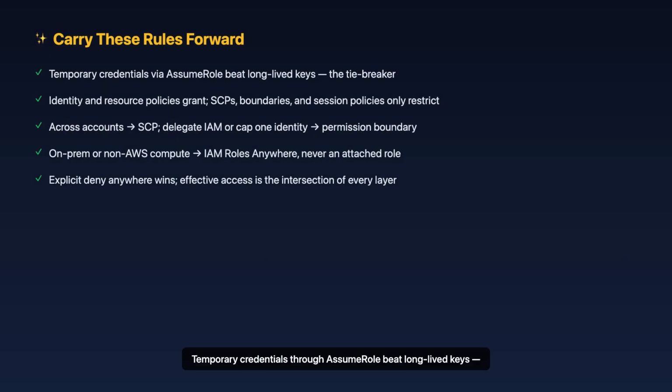Let's carry 5 rules forward. Temporary credentials through AssumeRole beat long-lived keys. That's your tiebreaker. Identity and resource policies grant, while SCPs, boundaries, and session policies only restrict. Across accounts means SCP. Delegating IAM or capping one identity means permission boundary. On-prem or non-Amazon Web Services compute means IAM Roles Anywhere, never an attached role. And explicit deny anywhere wins, with effective access being the intersection of every layer.